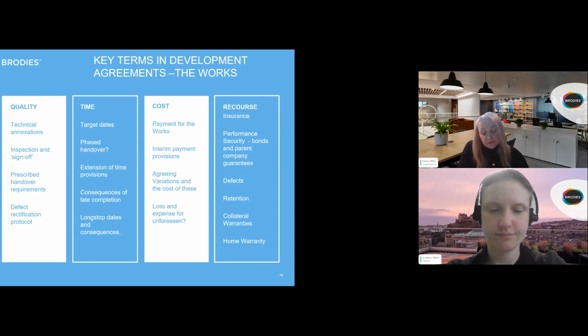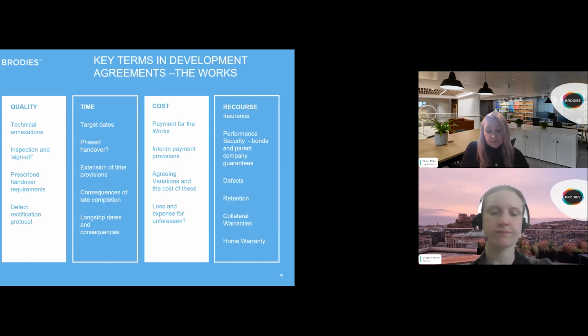Where target dates are set in the development agreement, but they are then missed, there may be predetermined or liquidated payments to compensate the RSL, for example, for loss of rental income. And if there's an ultimate long stop date and that is missed, what is the remedy for the RSL, and is that adequate? Often termination is the ultimate remedy, but does the RSL have sufficient recourse in that scenario to be kept whole?